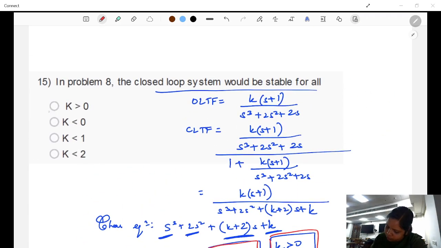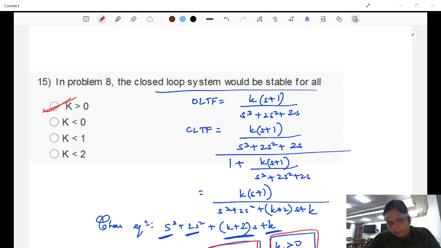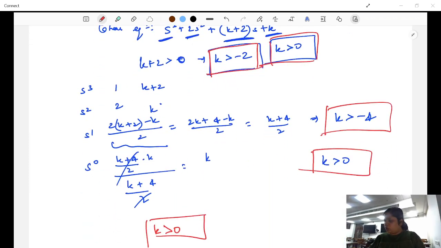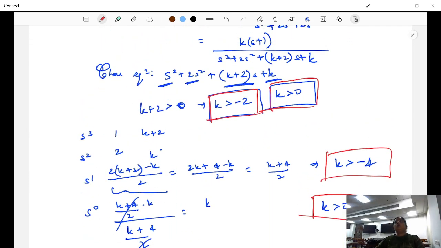Okay. Do you have the option here? Yes, we have the option here. So k should be greater than 0. Since we have done this question, what did we find here? There were two open loop poles, which were lying as a conjugate pair in the S plane. There was one open loop pole at s is equal to 0, and then there was one open loop zero at s is equal to minus 1.